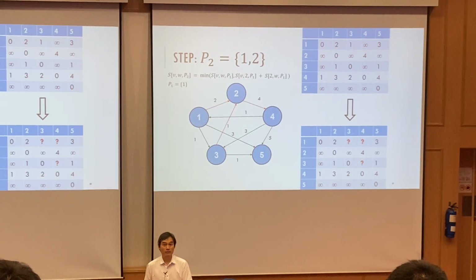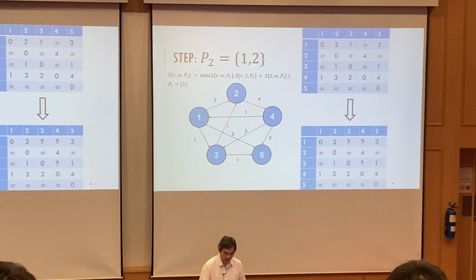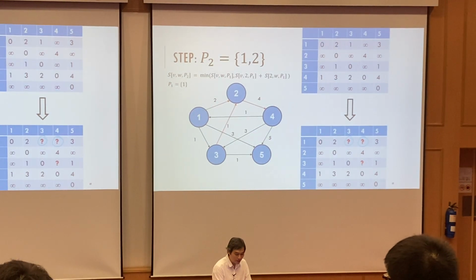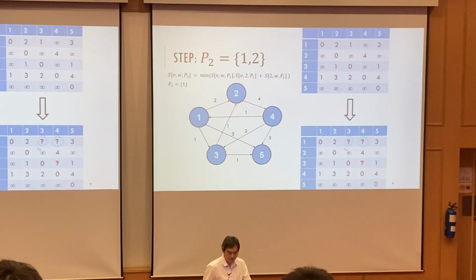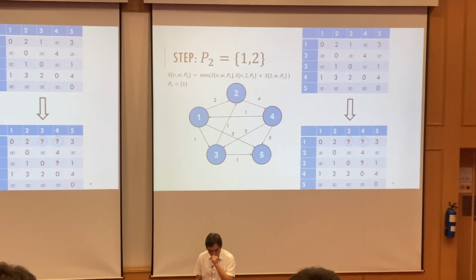I want you to try it out. I've labeled two entries, and you tell me what the answer is. Talk to your friend next to you. Let's make sure everybody understands this. Just compute what this update should be for these two values here. I'll give you 2 minutes. It shouldn't take you too long.